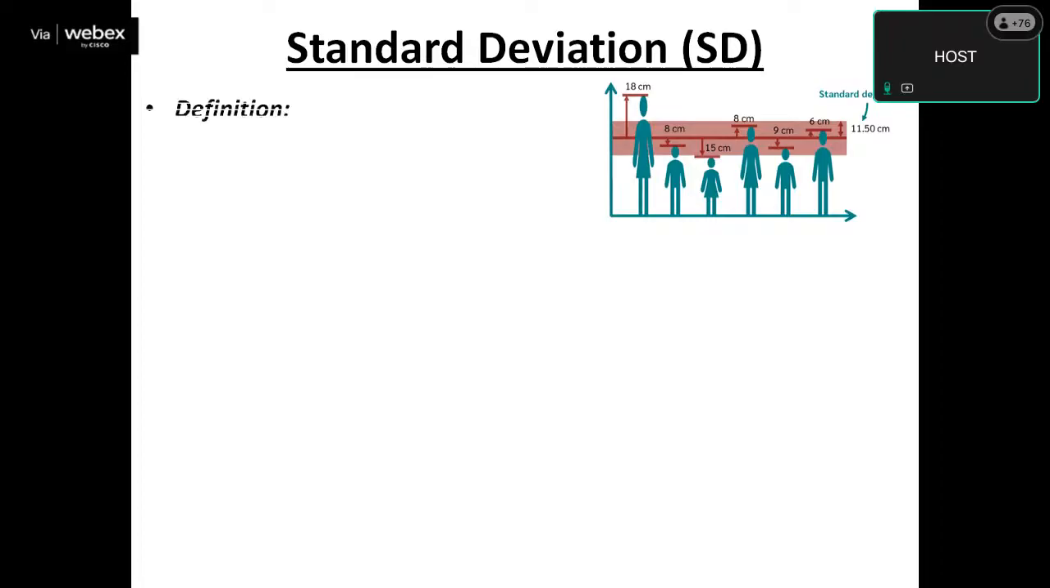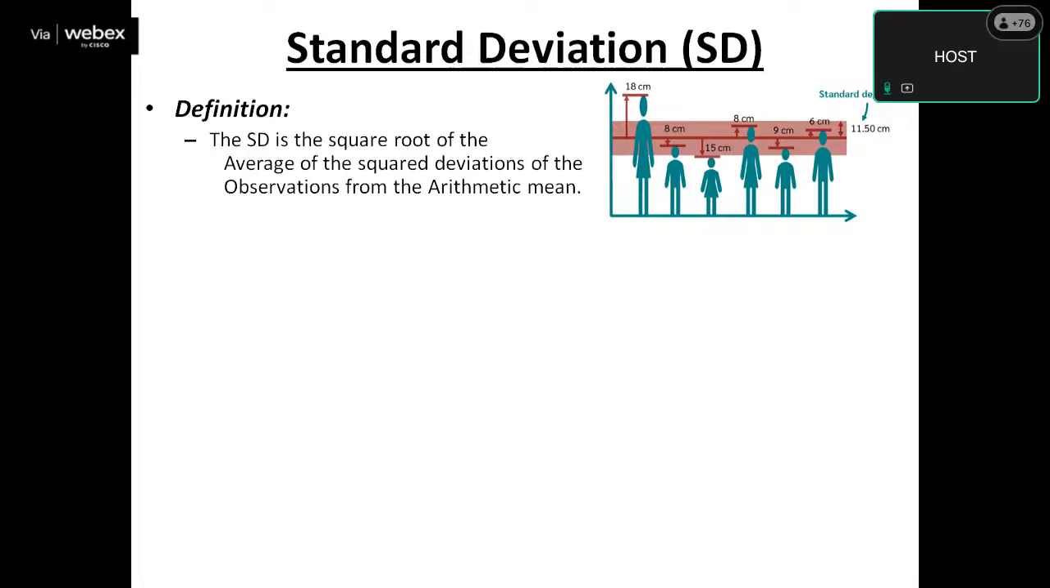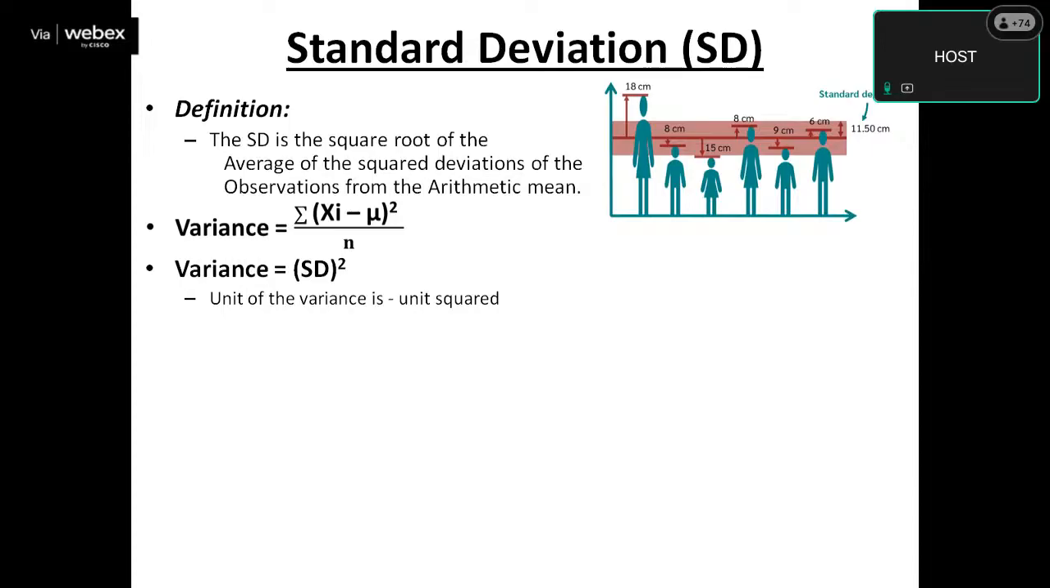Now the standard deviation. Standard deviation is the square root of the average of the squared deviations of the observations from the arithmetic mean. So let us first see the first part, that is the average of the squared deviations of the observations from the arithmetic mean, and that is known as variance. So variance is standard deviation squared, and that is why the unit of variance is unit squared.